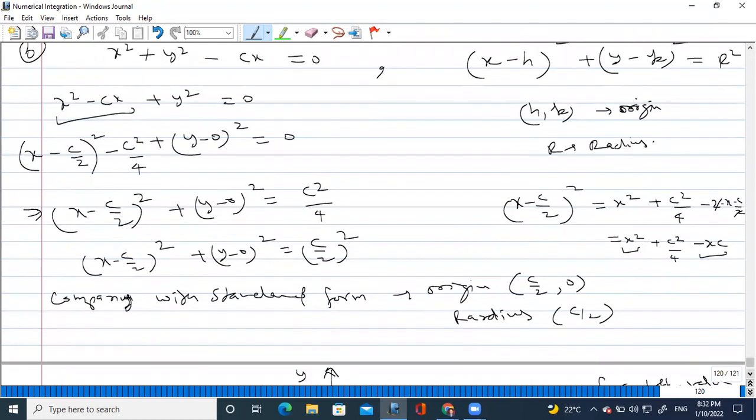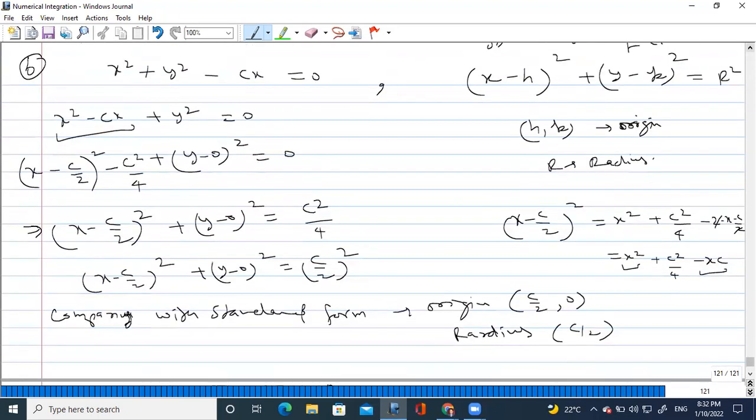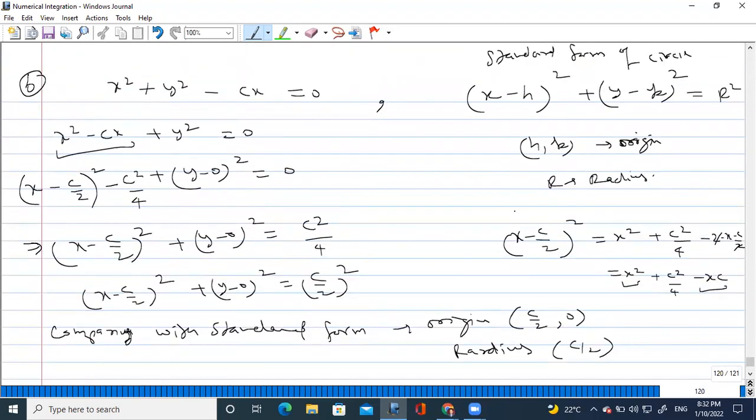But here one thing you will notice, that for the bigger circle, the center also will change, because this is c dash by 2 now. This is minus c dash by 2 and 0. Okay. Means the center will also change if your c is changing. c is bigger. Note this down.